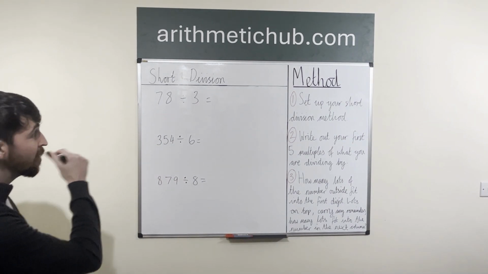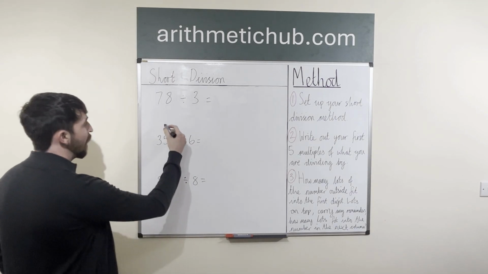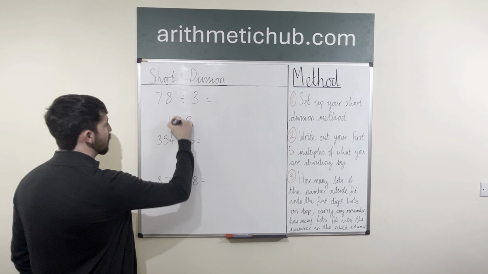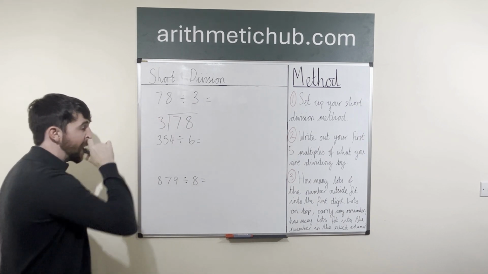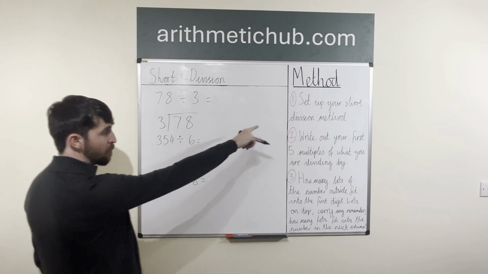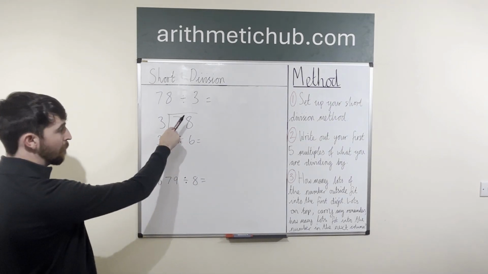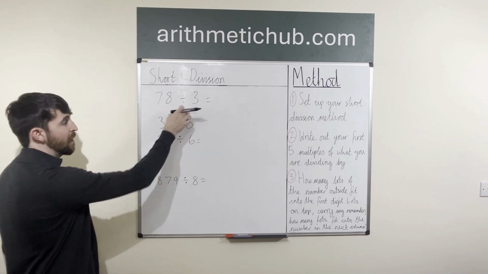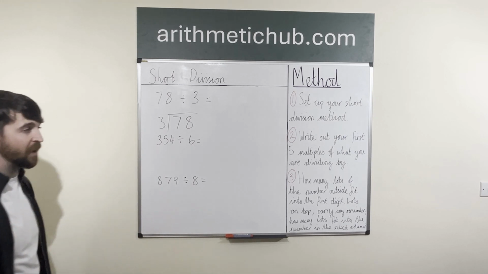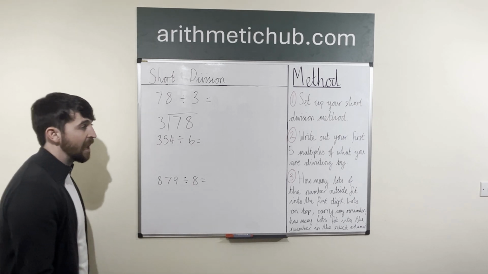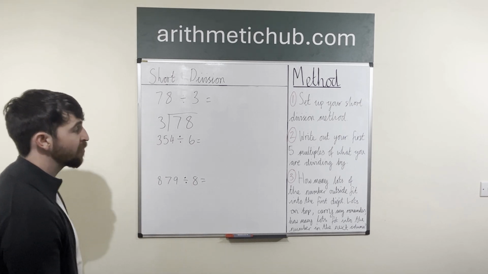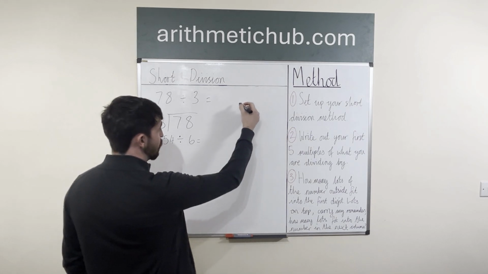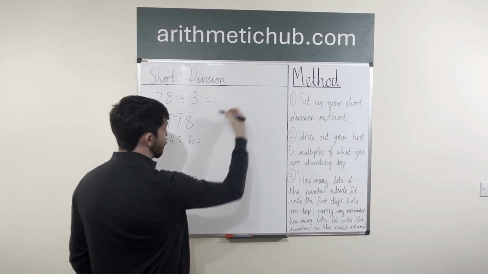So let's look at this first one, 78 divided by 3, and put it into a short division method to start off with. I'm going to do 78, and divide it by 3 like that. So I've set up a short division method. The number that is being divided goes on the inside, and the number you're dividing by goes on the outside. The second part of the method says, write out your first 5 multiples of what you are dividing by. I'm dividing by 3 here, aren't I? So I'm going to write out the first 5 multiples of 3.